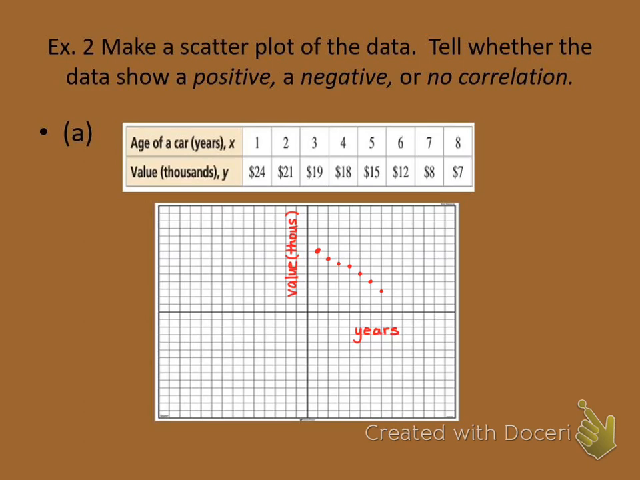And our last ordered pair, Joshua? 8, 7. So right to 8 and just a little bit above that 6 line. Now, the question is, tell whether the data show a positive, negative, or no correlation. So as I look at this graph from left to right, what kind of correlation does it have? Negative. So your final answer is negative.